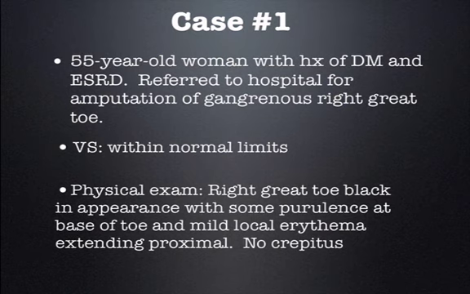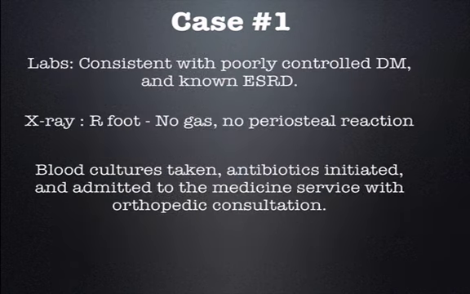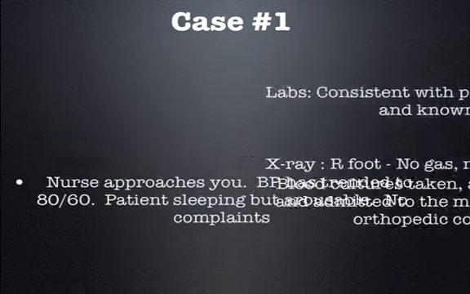Vital signs are within normal limits at presentation, and a physical exam shows a right great toe black in appearance with some purulence at the base of the toe and mild local erythema extending proximal. There's no crepitus. The labs are consistent with a poorly controlled diabetes history as well as a known history of end-stage renal disease. X-ray of the right foot shows no gas and no periosteal reaction. Blood cultures are taken, antibiotics initiated, and she is admitted to the medicine service with orthopedic consultation.